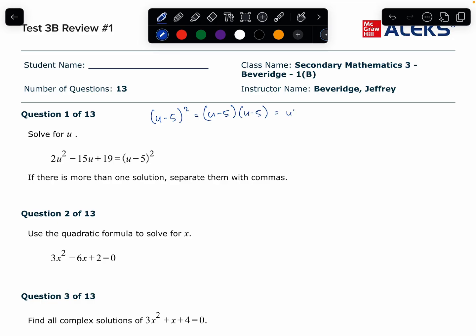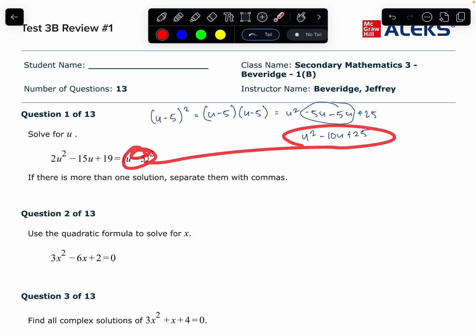would be equal to u squared. So I'm multiplying these together. So u times u is u squared. I'll do u times negative 5, and that's negative 5u. Then I'll do negative 5 times u, which is another negative 5u. And then negative 5 times negative 5 is positive 25. These terms in the middle can combine, so that's u squared minus 10u plus 25. So that's what this side will expand to be.